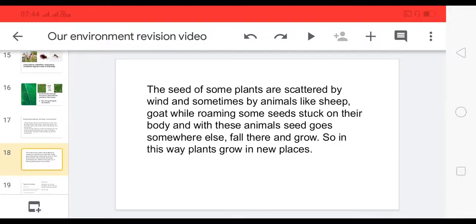The animals like sheep, goat, these animals roam for their food. So at this time, while roaming, seeds of some plants stick on their body, and with these animals that seed also goes somewhere else and it falls there, it grows, and in this way plants grow in new places.